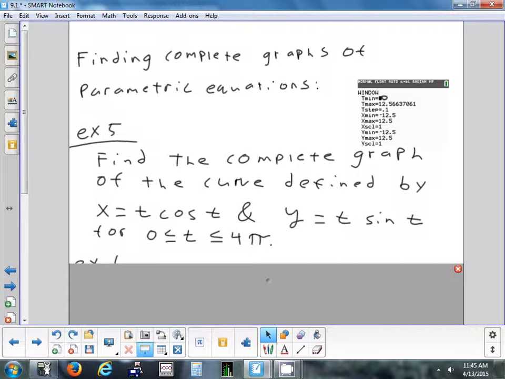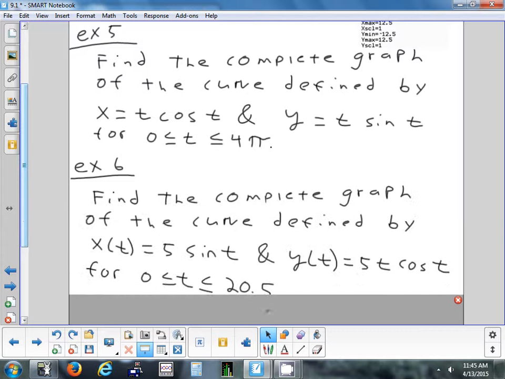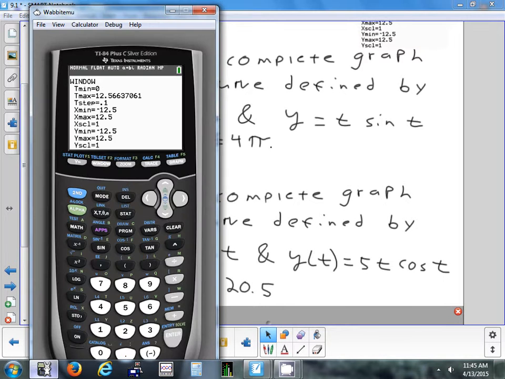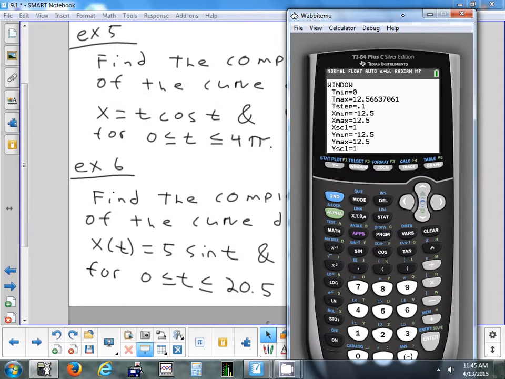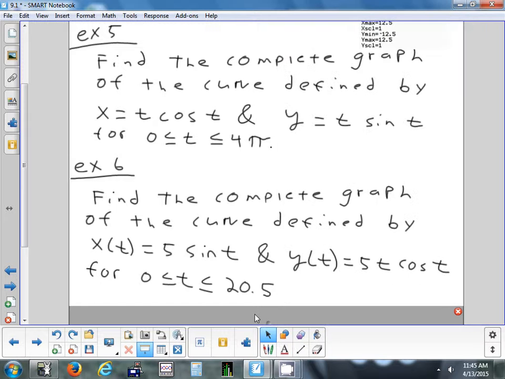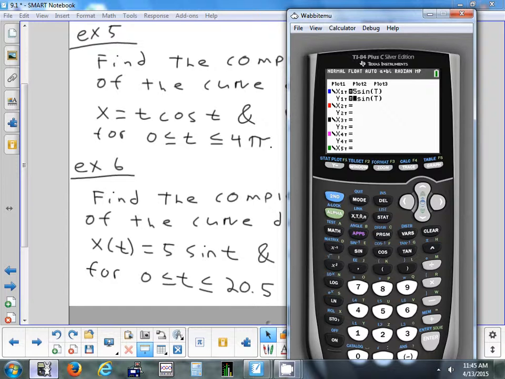All right, let's take a look at example 6. So I'm going to type everything in, but before we even hit graph, there's a lot of stuff to think about in order to set our window. So we have 5 sine t for x. Not quite the equation of a circle. They put sine with x, so that's a little different. And then 5t cosine t for y. Okay, I'm going to set my parameters, 0 to 20.5. 0.1, that's fine.